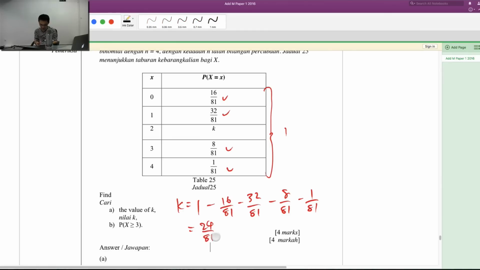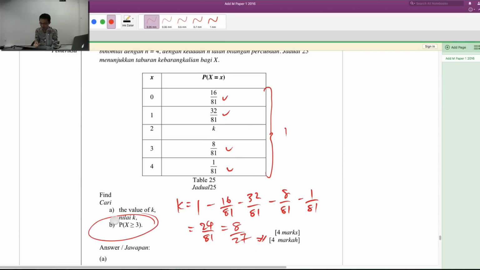Of course, you can simplify 24 over 81. You got 8 over 27. And please simplify. I think for probability most of the time they prefer simplified answers. But then everything here that they write in terms of 81, I think both answers should be fine. But then if possible, simplify.